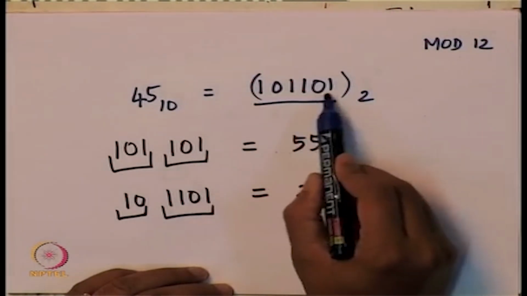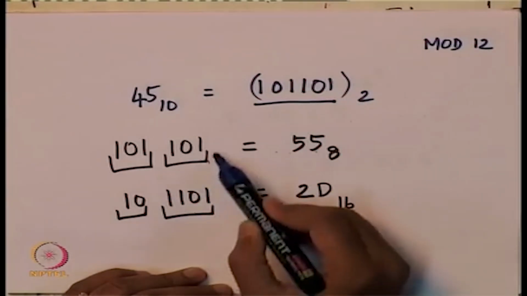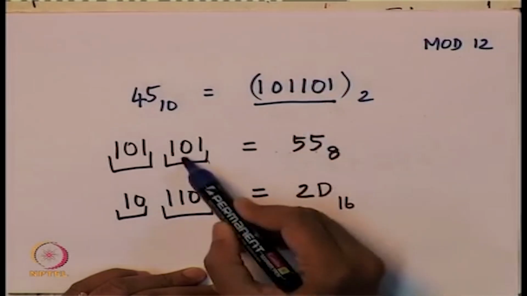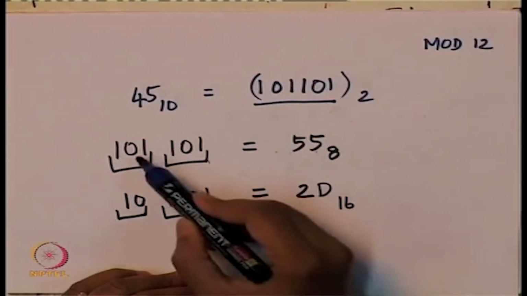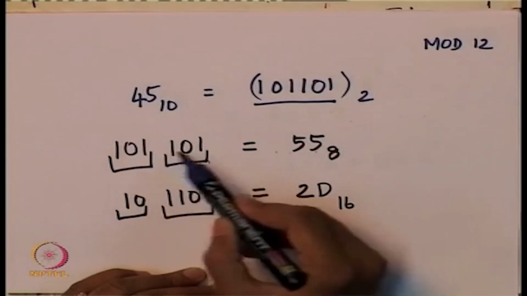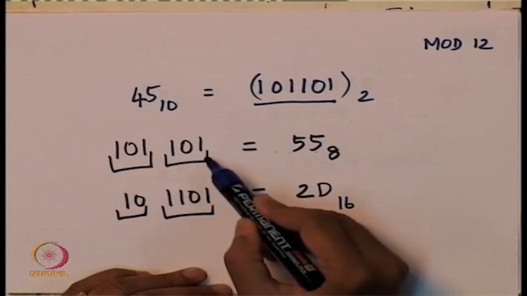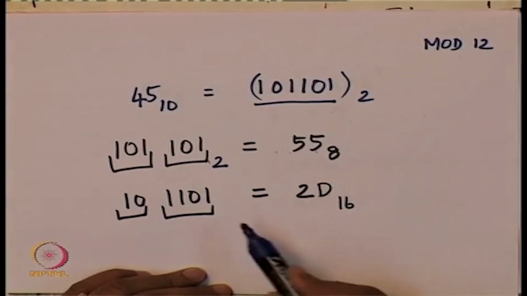So, I will take 101101 and group them, so there is no decimal point here. I can start grouping from this one, 101 gives me this group and this 101 gives me this group. So, 101 is 5 and 101 is 5. So, 101101 base 2 is 55 base 8.